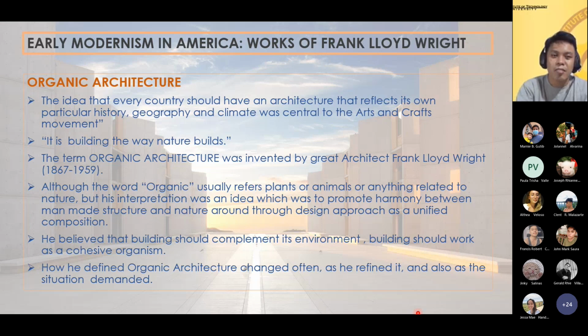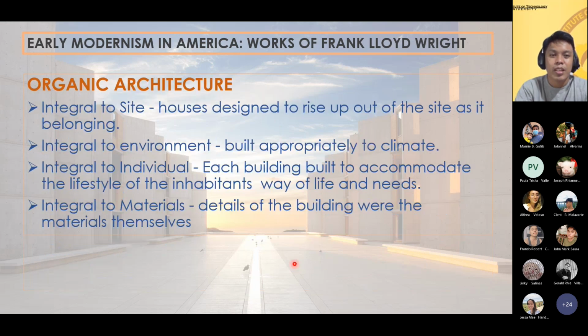Here in Frank Lloyd Wright, it is organic architecture, but in a way wherein he designed the buildings based on nature, based on its location. So although there are lots of terms here, the most important part is this one: in organic architecture, which is Frank Lloyd Wright's works, he designed the building to be integral to the site. So houses are designed to rise up out of the site as if they belong. For example, if you are given a plate that is sloped, Frank Lloyd Wright would design within the slope, he would not flatten it.